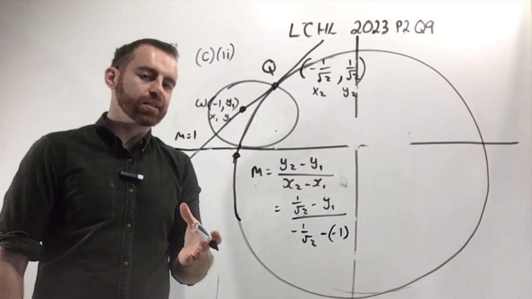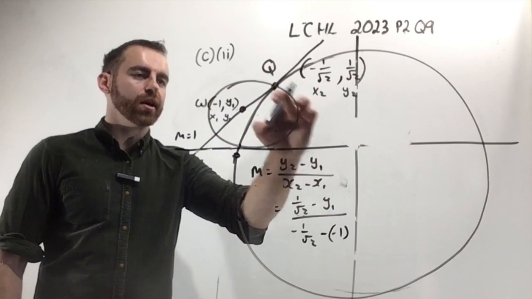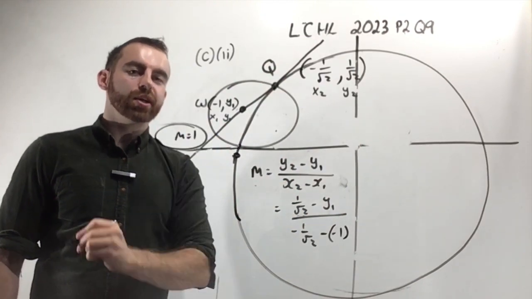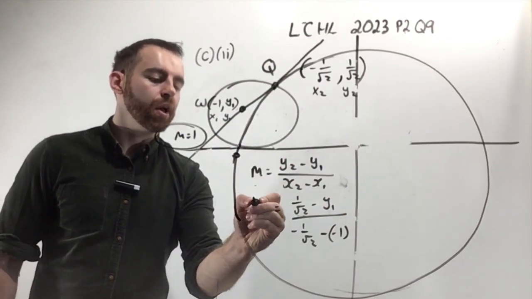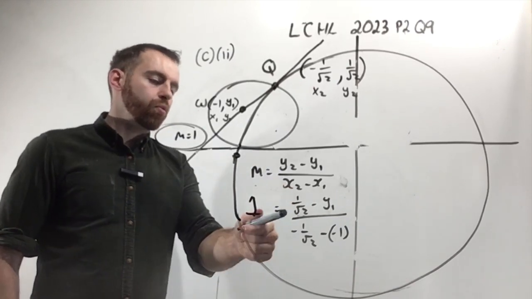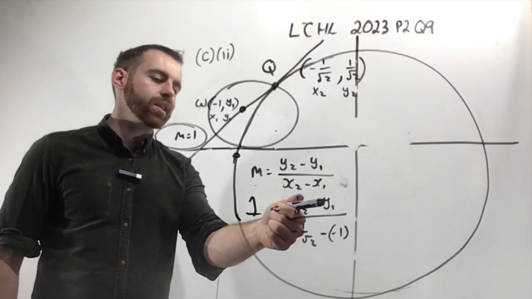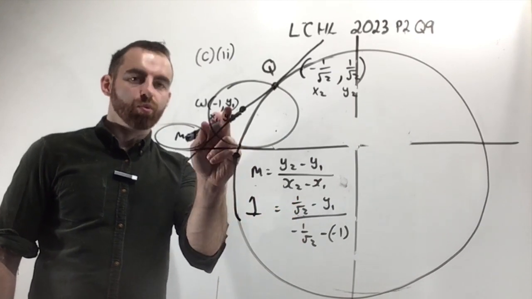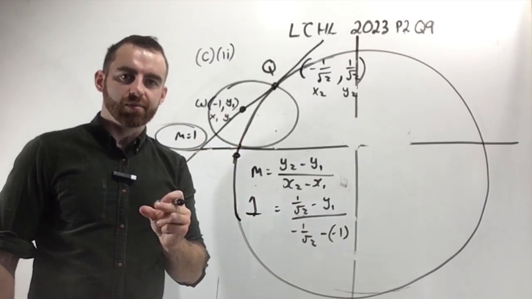But the point is, based on what we did there with the line OQ, we've actually already worked out that the slope must be 1. So I can now say that that is simply equal to 1. Now I have one equation and one unknown, so I'll easily be able to find y1, the y coordinate of the center of the small circle.